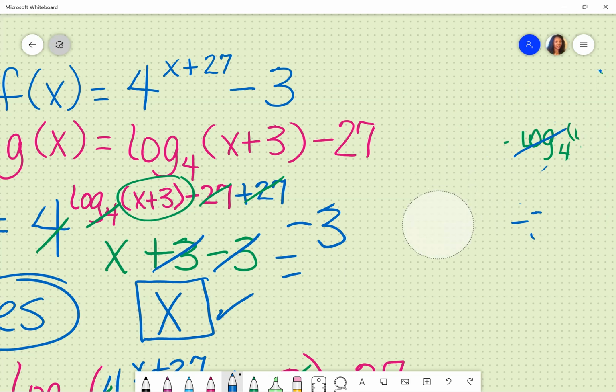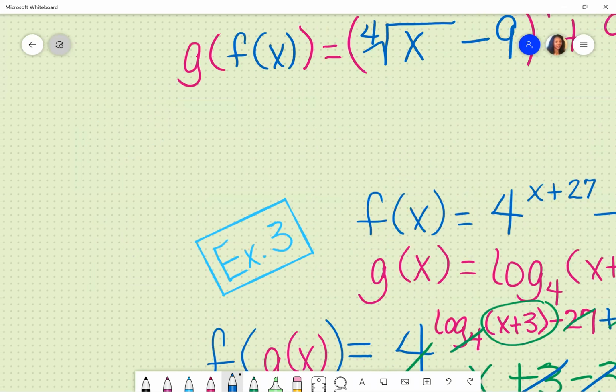that you have to prove using the composite function method.